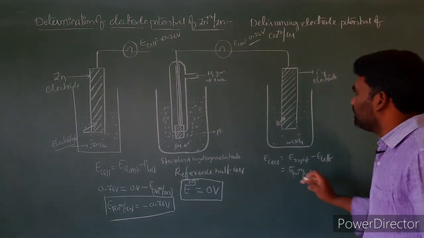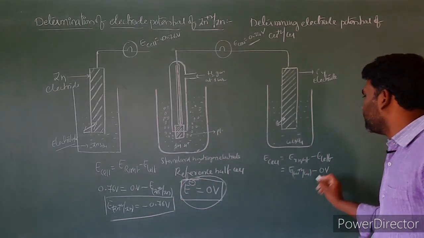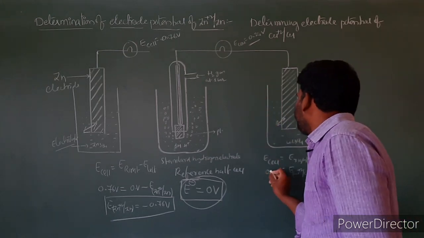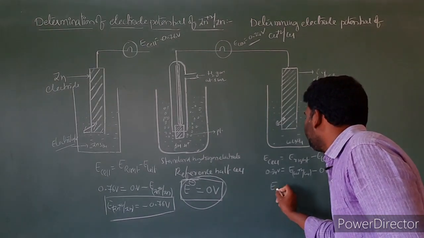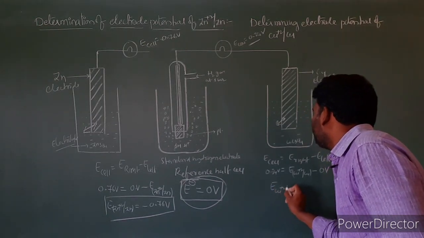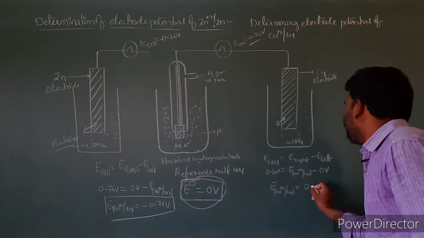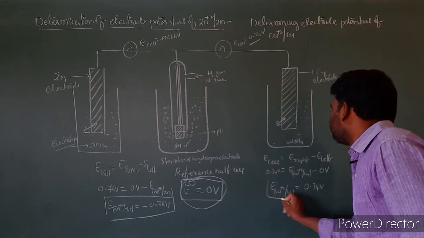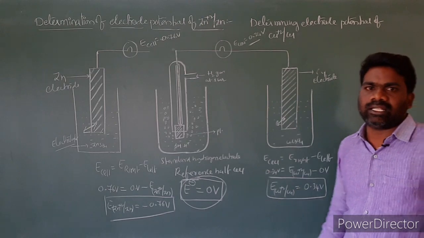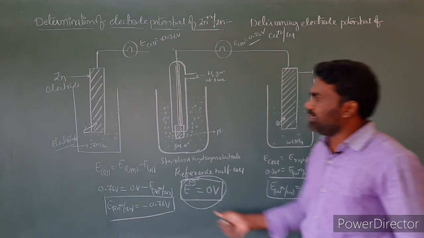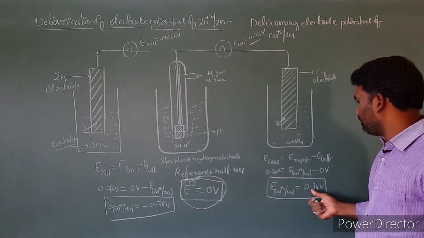Minus the hydrogen electrode potential. How much is it? 0 volts. E cell, how much did we get? 0.34 volts. Then E Cu plus 2 by Cu is equal to 0.34 volts. So this is the electrode potential of copper. So we found the electrode potential of zinc, and we found the electrode potential of copper: 0.34 volts.